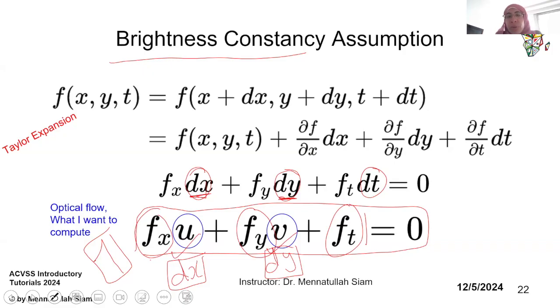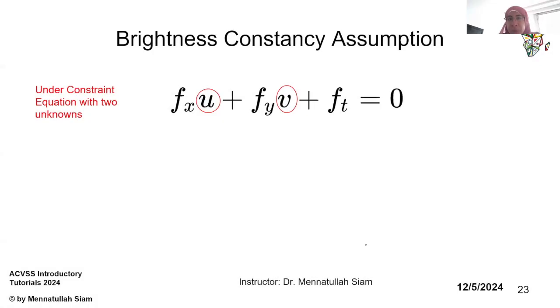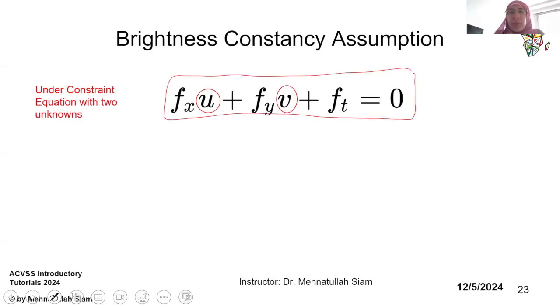Okay, so assuming this is one, we have two unknowns, one equation. We don't have all the constraints necessary to solve it. It becomes under constraint, so this is going to be a problem. We'll need more constraints to be able to solve this equation. But this is the optical flow equation, the main one, and then there are various ways of solving it.